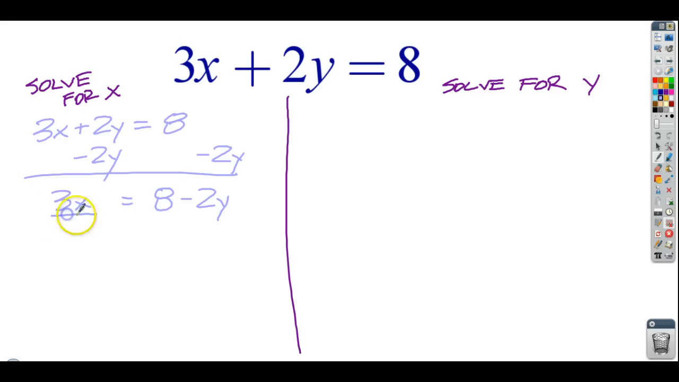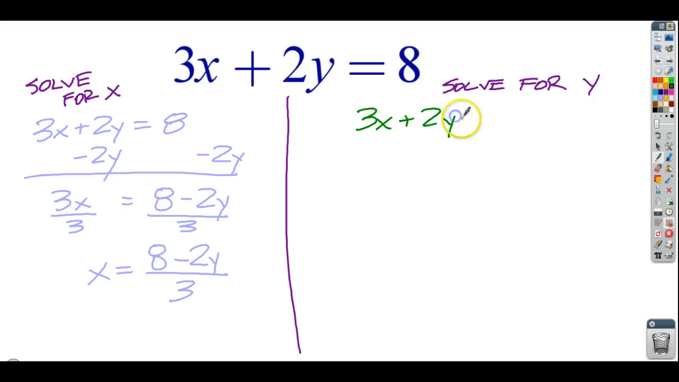Then I'm going to divide by 3. Divide both sides by 3, and I'm going to end up with x is 8 minus 2y all divided by 3. And that's solving for x. All right, well now let's go ahead and let's solve for y. So I've got 3x plus 2y is equal to 8.